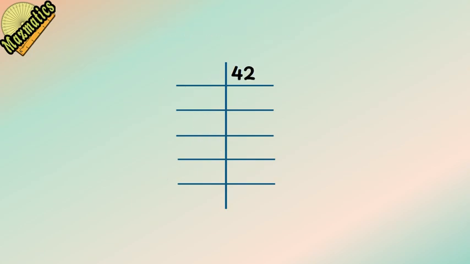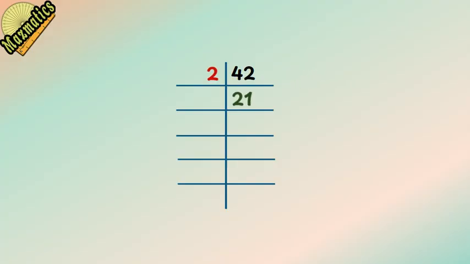Step 1. Start with the smallest prime number, 2. Check if 42 is divisible by 2. Yes, 42 divided by 2 is equal to 21. So write 2 in the left column and 21 in the right column below 42.